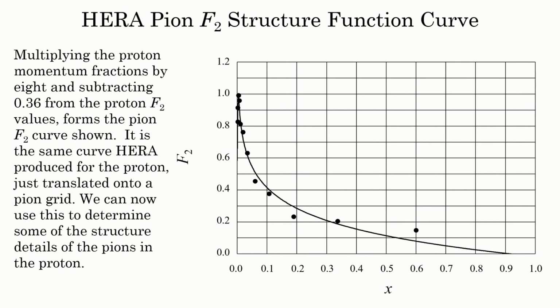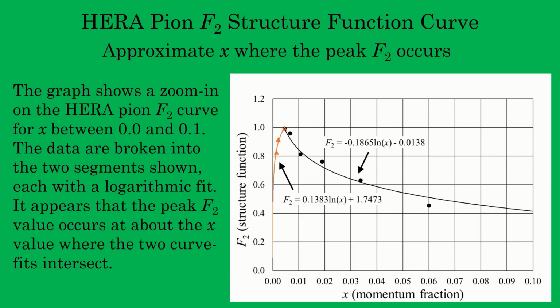With it, we can now analyze the structure of the pions making up the proton. To do this, we must determine at what x value the pion F2 peaks. Now showing is the pion F2 curve for x between 0 and 0.1. This graph zooms in on the pion peak F2 value.